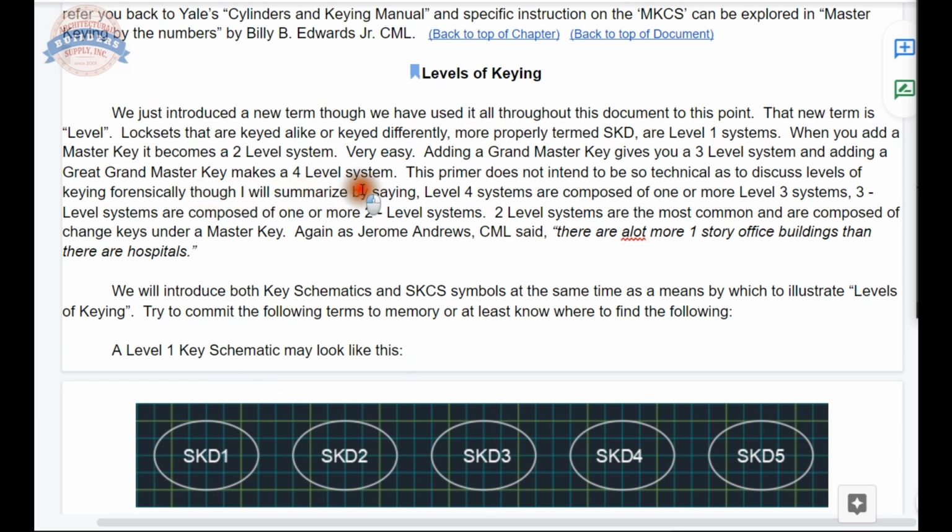Though I will summarize by saying level 4 systems are composed of one or more level 3 systems. And I'll show you what I mean by that. 3-level systems are composed of one or more 2-level systems.